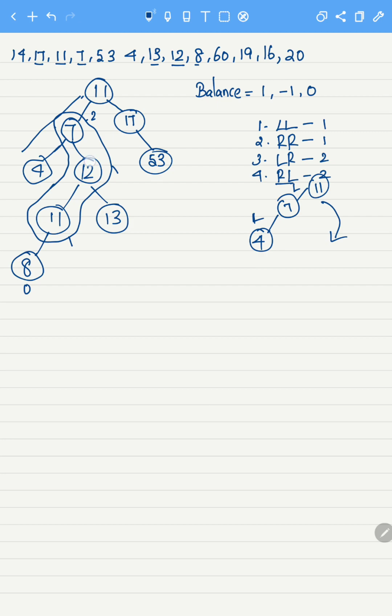Now you have to do the rotation. What rotation do you have to do here? This is right, this is left, so you have to do 2 rotations. Let me write these nodes separately: 7, 12 and 11. So this is right and this is left. The first rotation that you have to do is a right rotation, so that all come in the same direction.